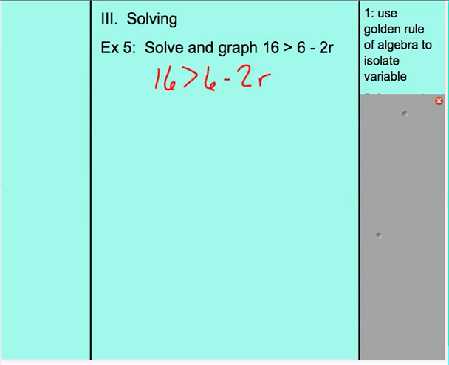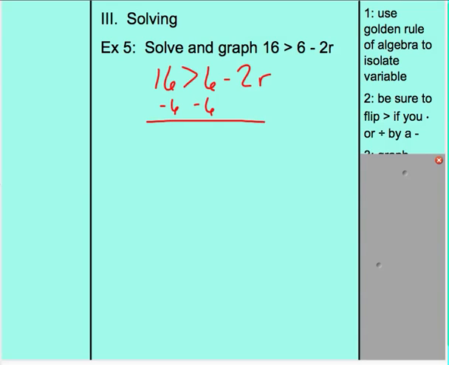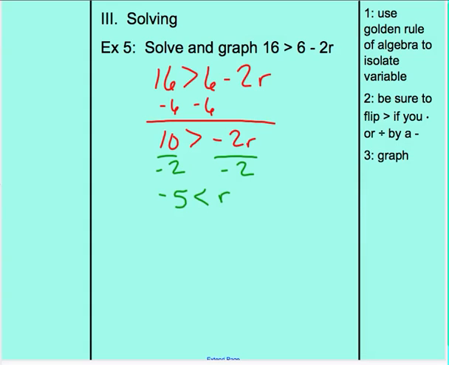The only thing you need to keep in mind is if you multiply or divide by a negative, you have to flip the inequality symbol. This goes back to what we figured out in our investigation. So I'm going to start by subtracting 6 from both sides. So 10 is greater than negative 2r. Don't lose the negative in front of your variable. Now to solve, I am going to divide both sides by negative 2. And when you multiply or divide by a negative, your inequality flips in order to keep it a true statement.